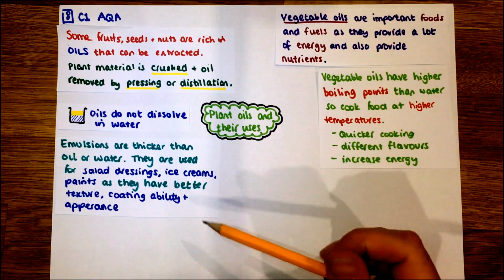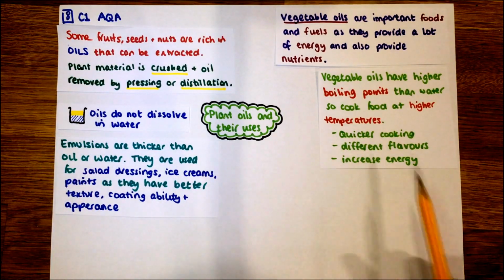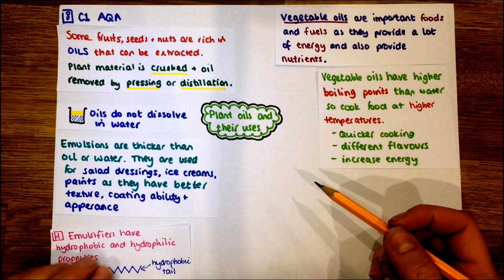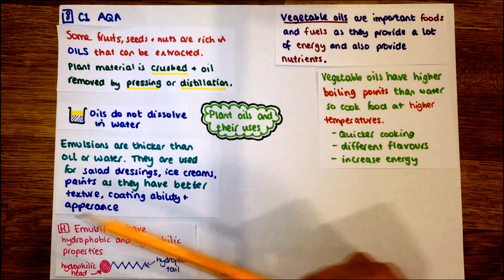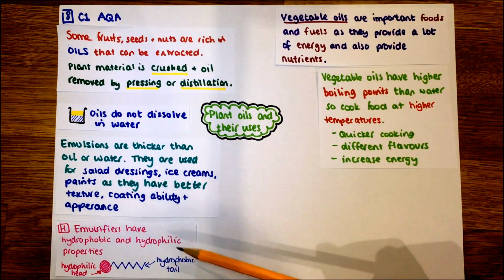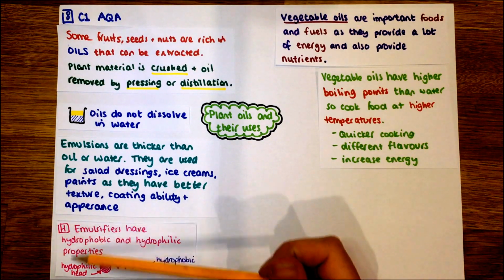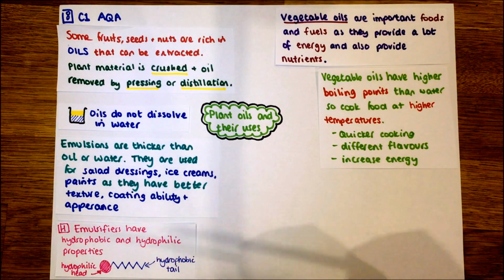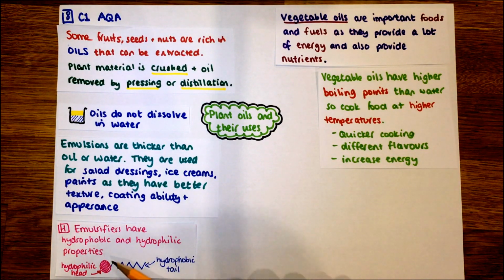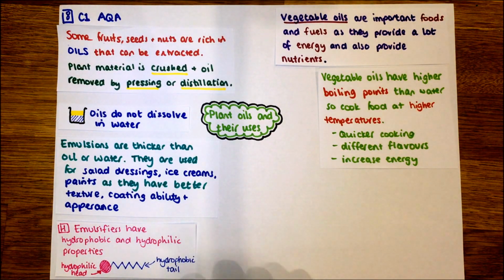The reason they are thicker and they don't separate out is because they contain an emulsifier. This bit here is higher level, as shown by the H. So if you're doing foundation, don't worry about this bit down here. Emulsifiers bind together that oil and water, so they mix together, and they're made up of a hydrophobic tail and a hydrophilic head. So a head that loves water and a tail that hates water.